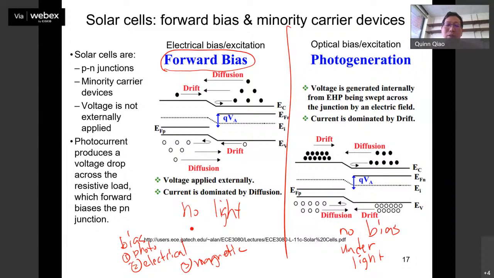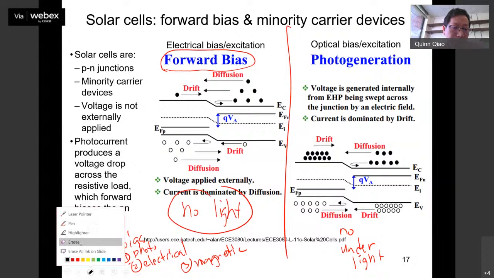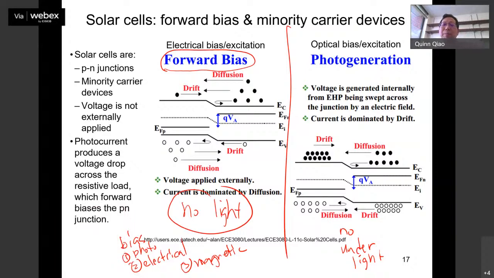You know what I mean? You can have a bias there without light. You can have bias under light without the electric bias. Okay, this is low, not bias. Okay, low electrical bias. This should be low electrical bias. Because typically when people talk about bias, they talk about electrical bias, right? Low electrical bias.